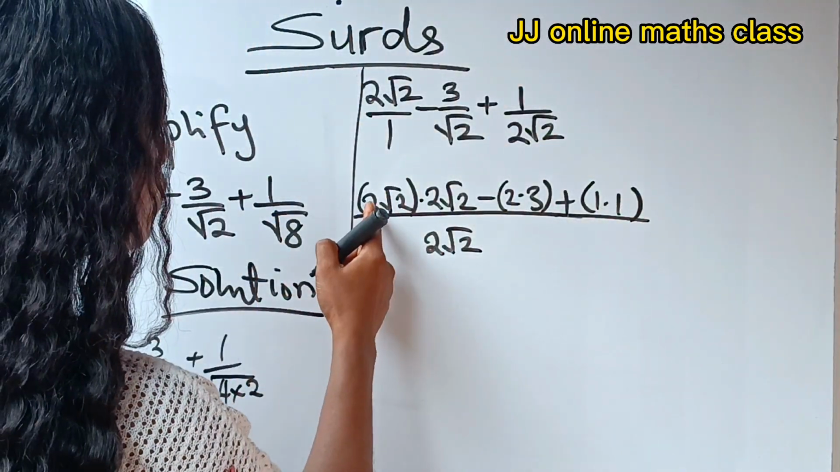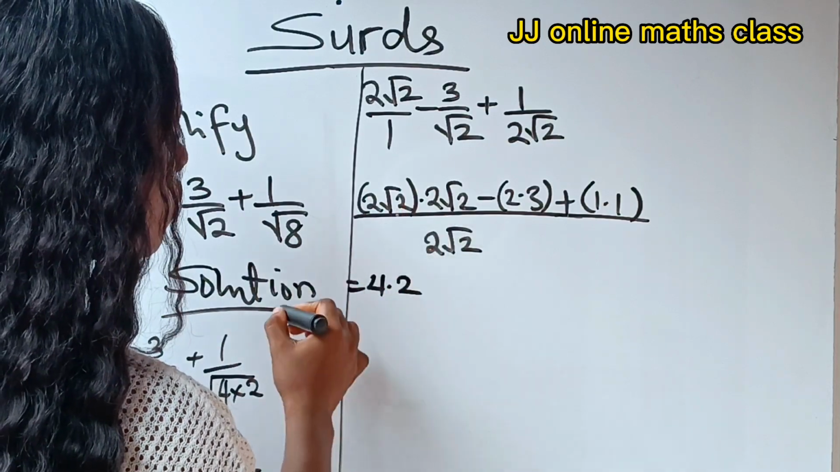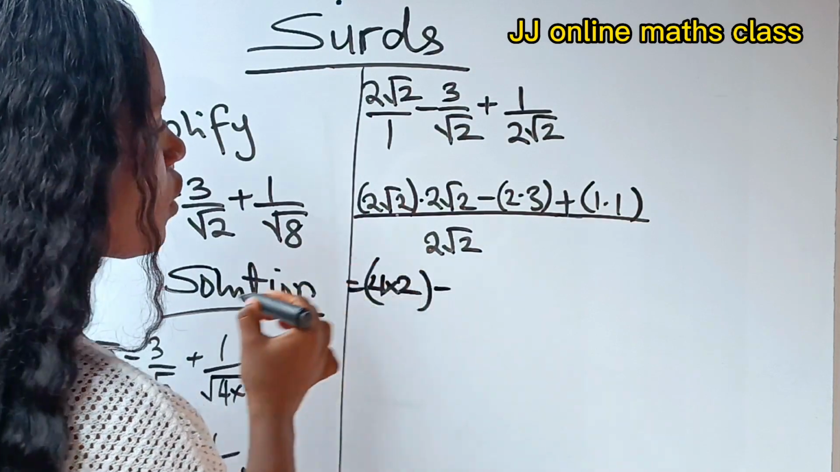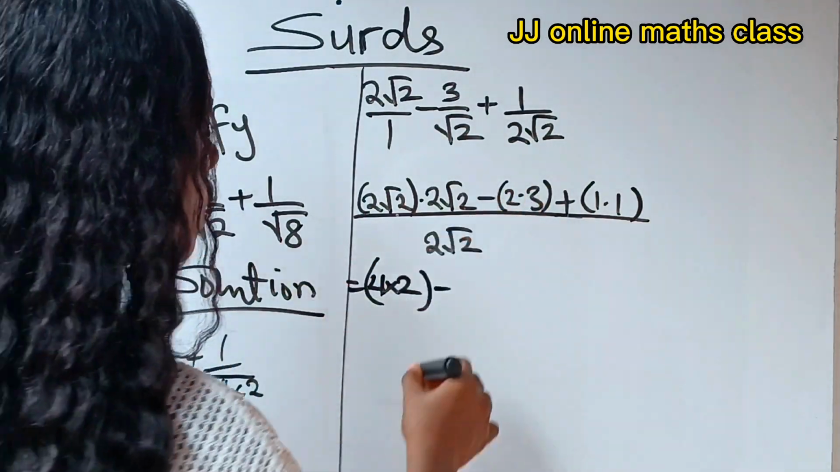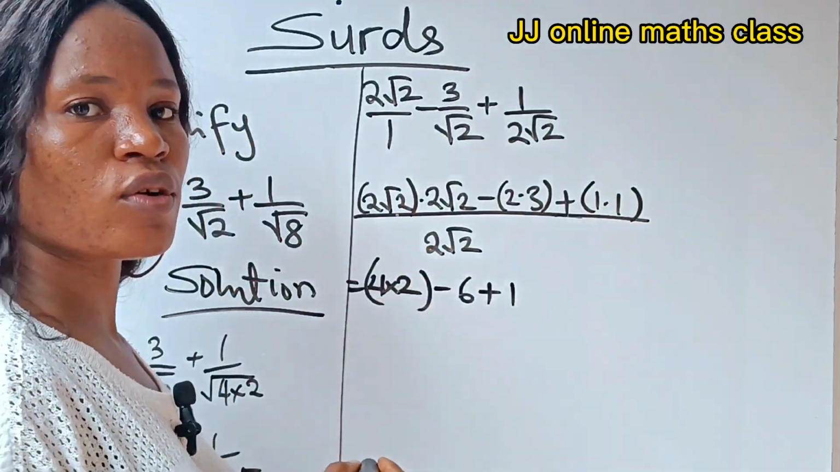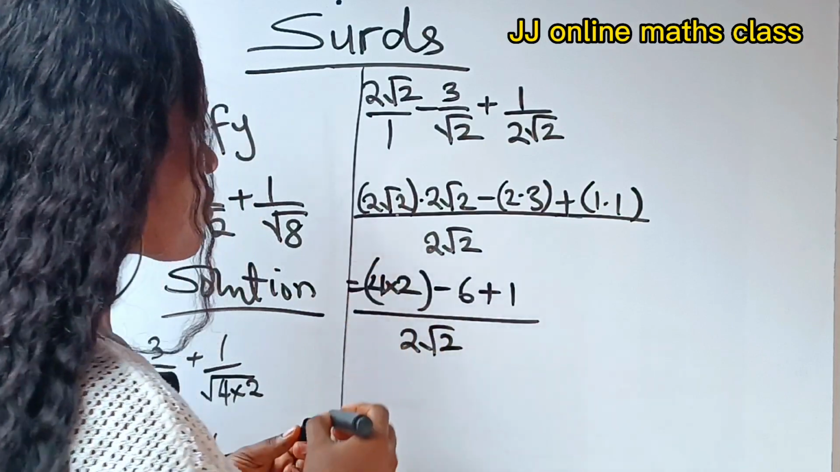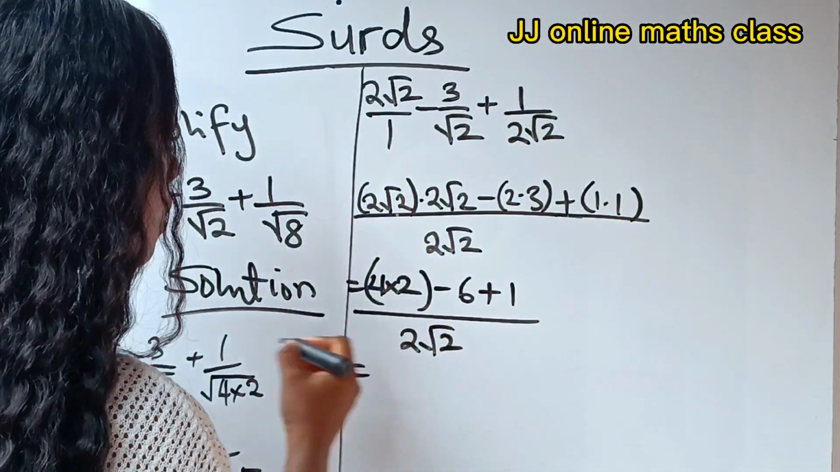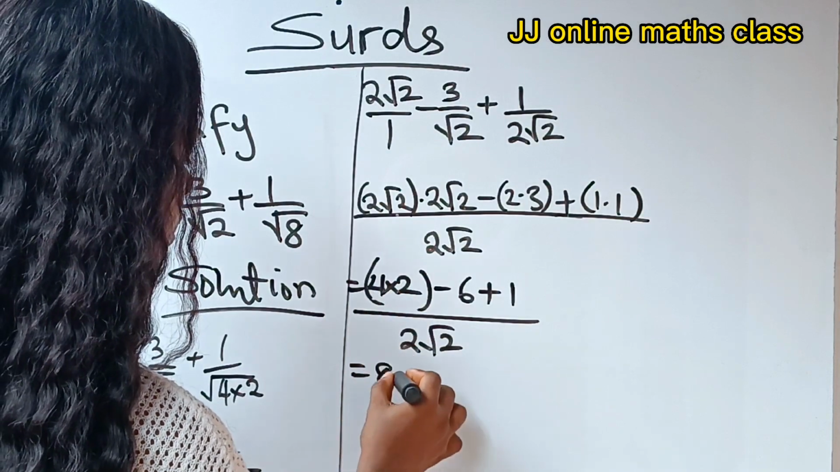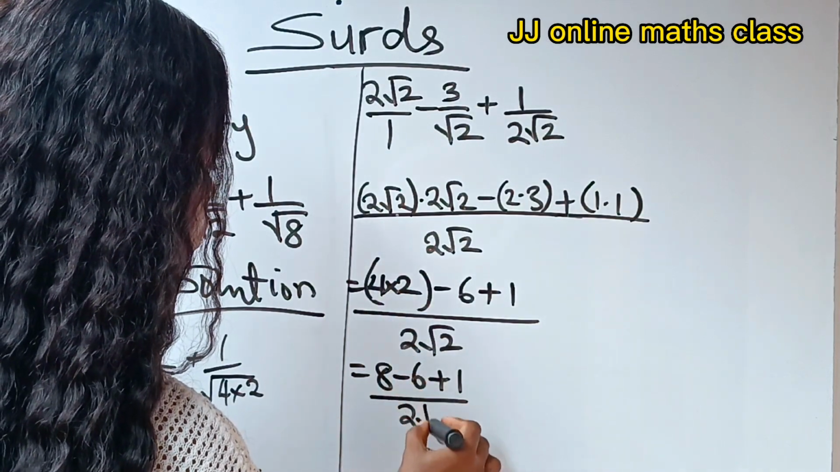But I'm not going to skip the stage much, so we are going to solve it. 2 times 2 will give us 4, times root 2 times root 2 will give us 2. Let's put multiplication to avoid confusion. Now 2 times 3 will give us 6, plus 1 times 1 will give us 1, everything divided by 2 root 2. Now this is equal to 4 times 2 will give us 8, minus 6 plus 1, divided by 2 root 2.